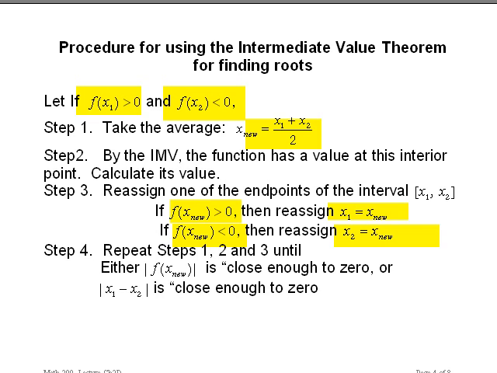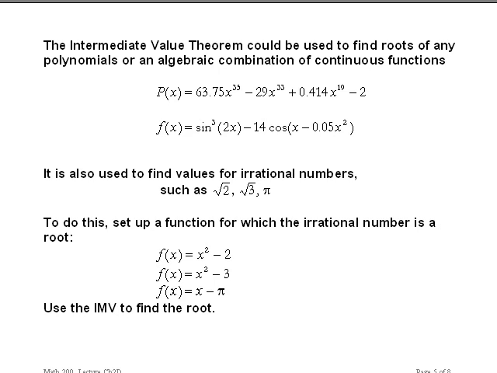So I keep repeating steps 1, 2, and 3. Every time you repeat steps 1, 2, and 3, that's called an iteration. I keep making iterations until I decide that either I'm close enough to the root, that the answer is so close to 0 that any difference is probably due to the limits of the computer, or I look at the difference between x1 and x2 and say I'm close enough in that interval. We can use this intermediate value theorem and this idea to find roots of any polynomial or any algebraic combinations of continuous functions.